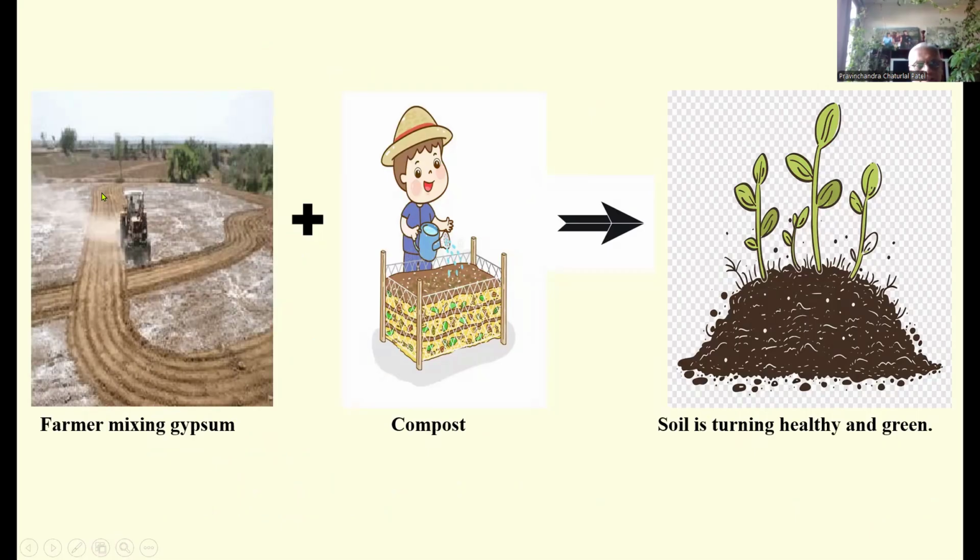So here you can see that the farmer is mixing the gypsum in the field. Then farmers are adding the compost along with the gypsum. Soil is turning healthy and green.